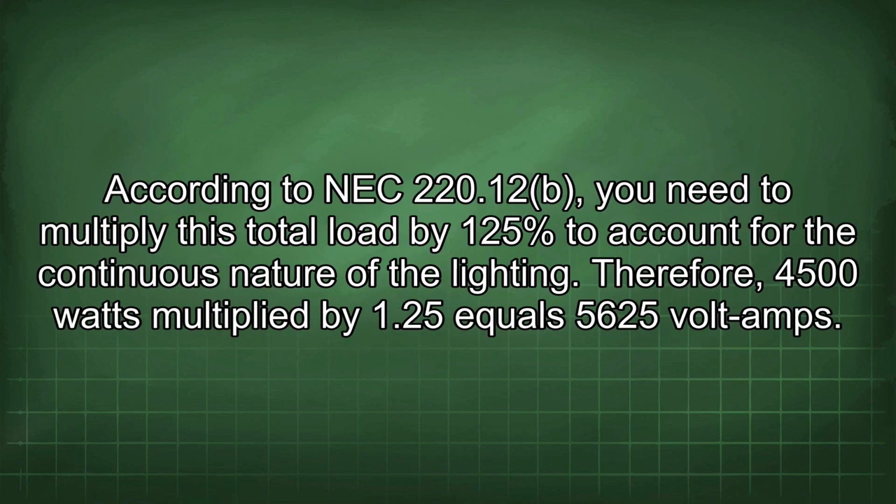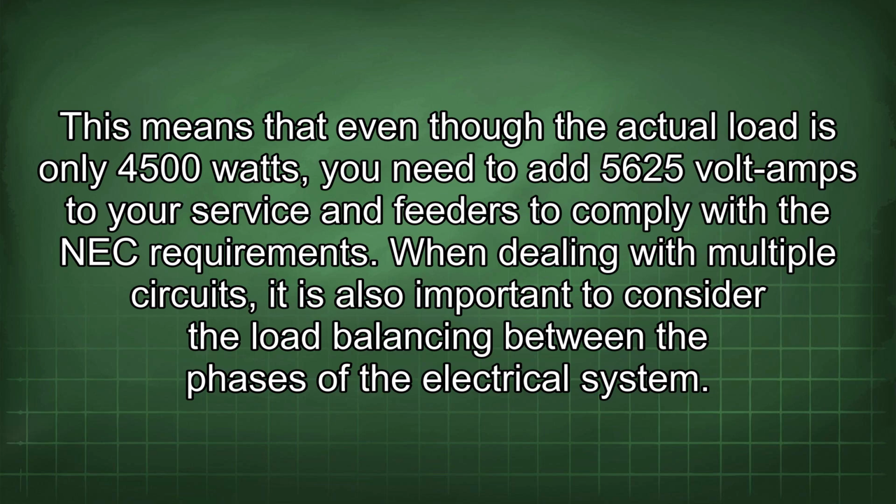According to NEC 220.12, you need to multiply this total load by 125% to account for the continuous nature of the lighting. Therefore, 4500 watts multiplied by 1.25 equals 5625 volt amps. This means that even though the actual load is only 4500 watts, you need to add 5625 volt amps to your service and feeders to comply with the NEC requirement.